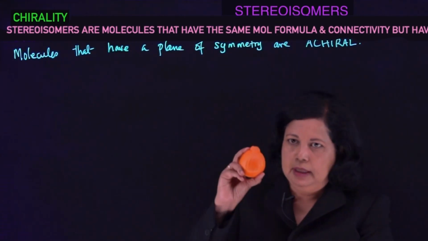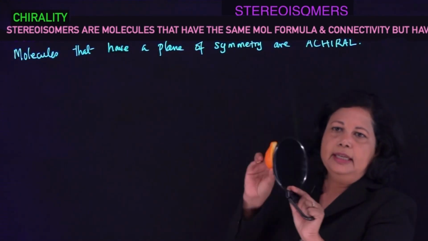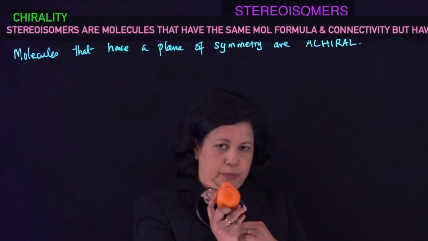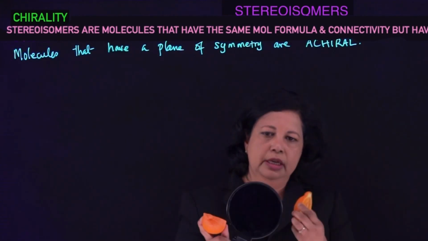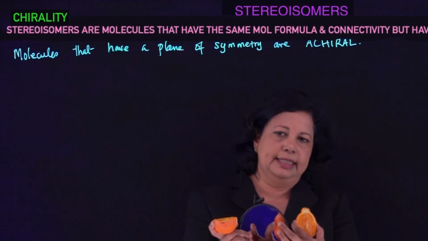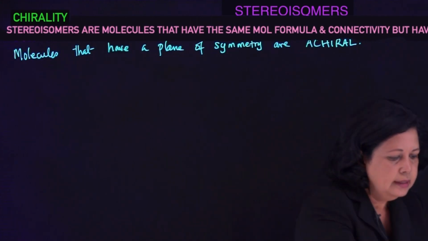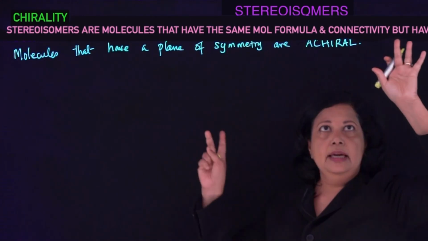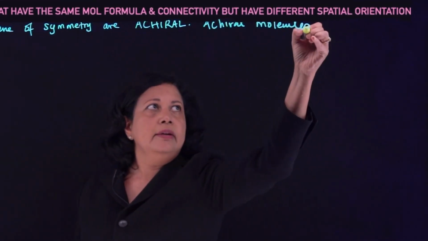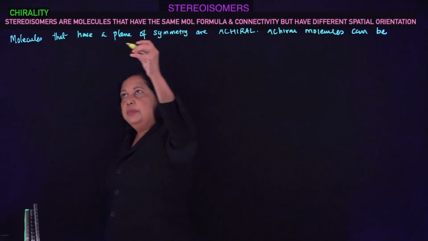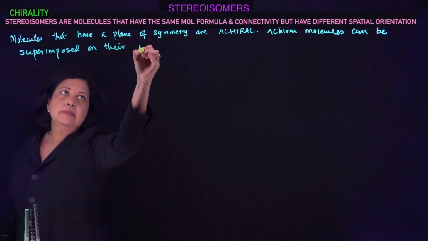For example, you cut it in half, and you can take that half and you take a mirror image of that, and you can superimpose that mirror image onto the object. So if this is your mirror image, the mirror image looks exactly like this. And you can see you can superimpose that. They're identical. So achiral molecules can be superimposed, overlaid on their mirror images.